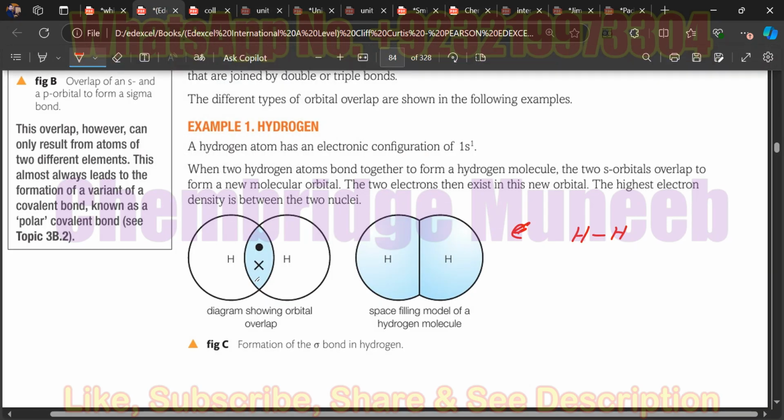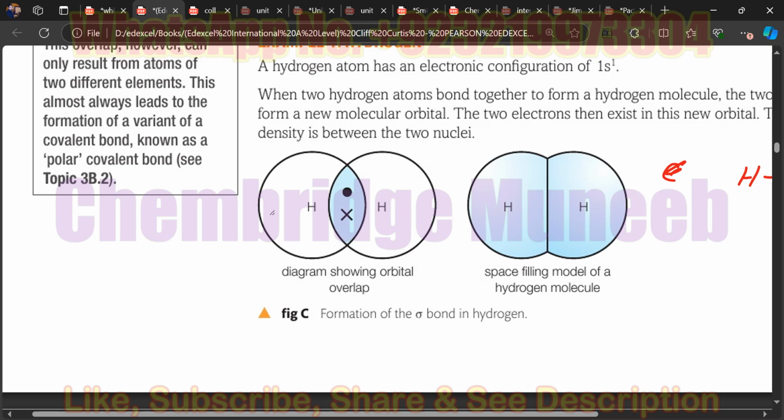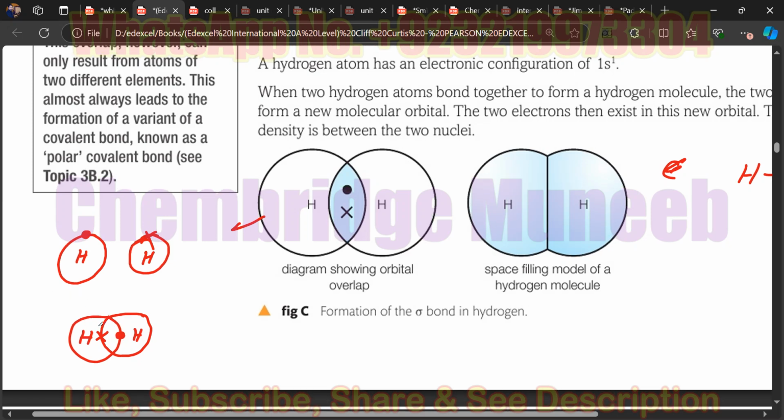The other way of showing this overlapping of electrons is this. Let's suppose I say that the electron of this hydrogen atom is shown by a dot and the electron of the other hydrogen is shown by a cross. Then the space where they are overlapping, you can also show them by the electrons on their lines as well. So I will put a dot on this line and a cross on this line. This is also the other way of showing the shared electrons. Is it clear?